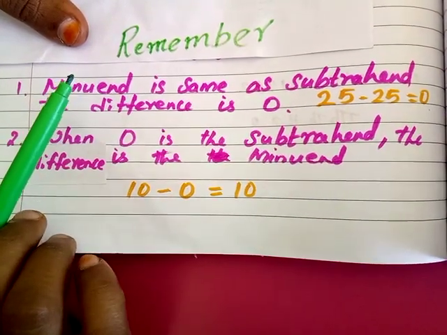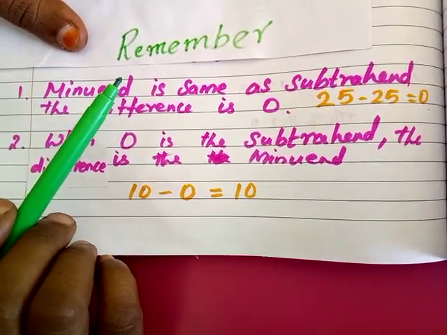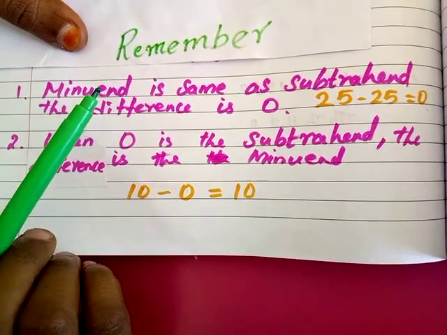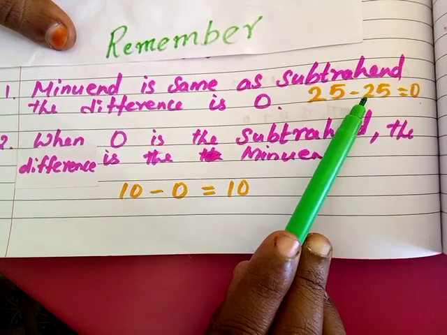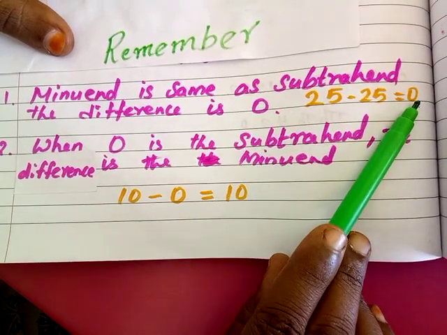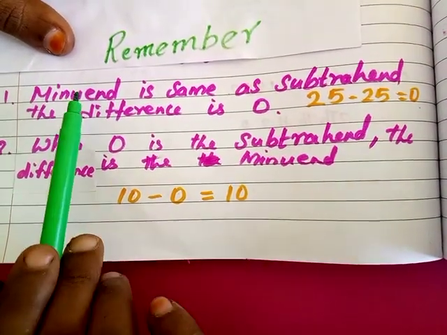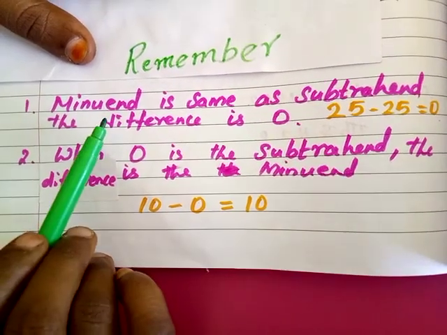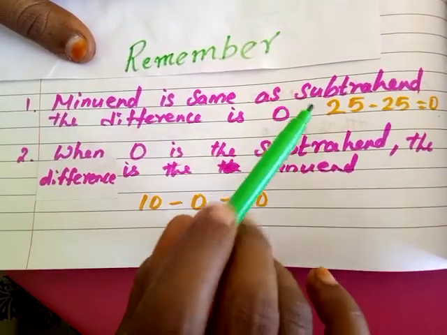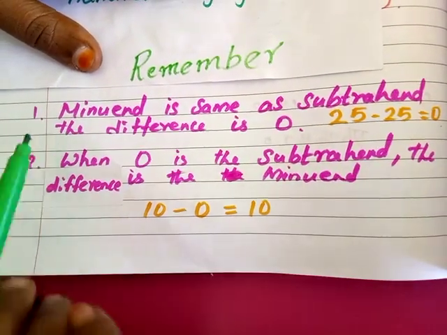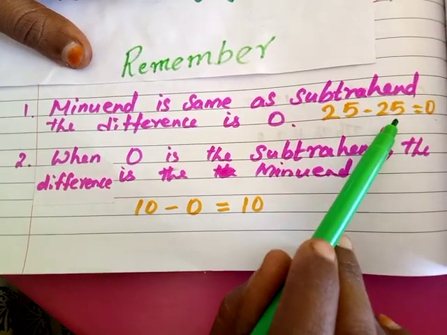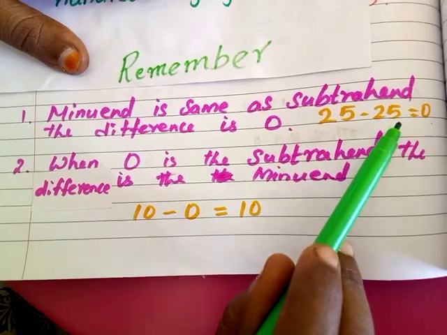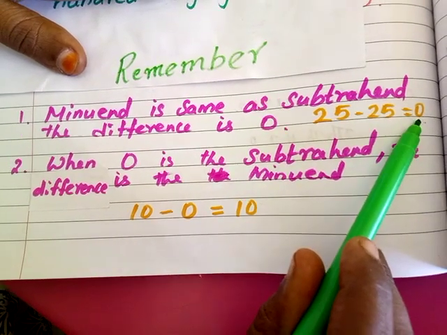We learned in lower classes that any number subtracted from itself will give 0 as the difference. That is, 25, we are subtracting from 25 and we get the answer 0. We can also say that if the minuend is the same as the subtrahend, then the difference is 0. Here the minuend is 25 as well as the subtrahend is also 25. So the difference becomes 0.